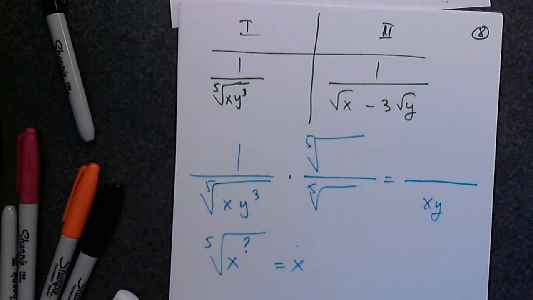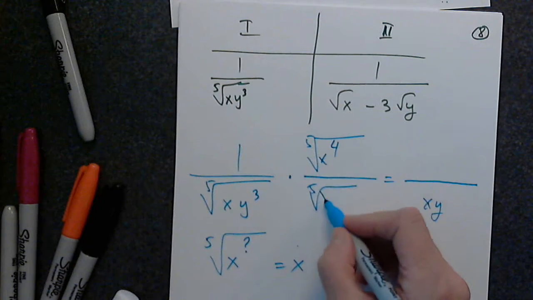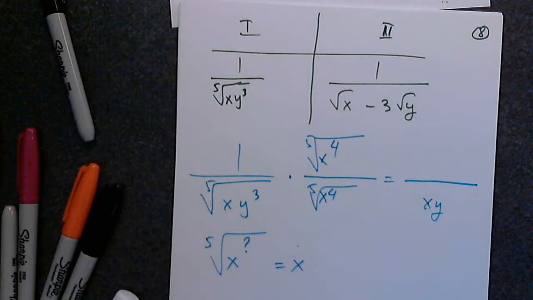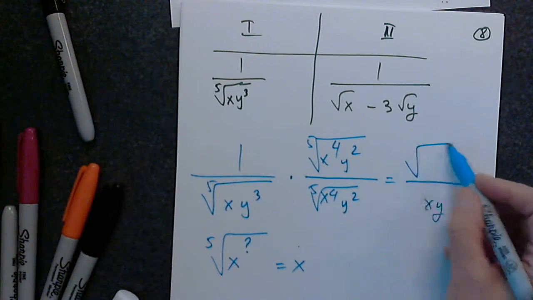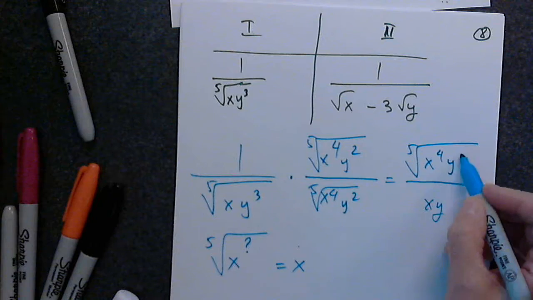It must be 5. How many do I have initially? 1. How many do I need to form the 5th? How many more? Exactly. X to the 4th. Now please identify what we need for y. How many y's do we need? Of course. So this is indeed the fifth root of x to the 4th y squared.